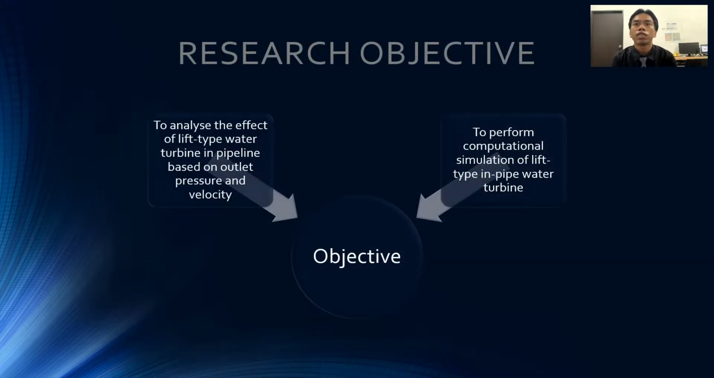For the research objective, we have two objectives. The first one, to analyze the effect of the lift-type water turbine in a pipeline based on outlet pressure and velocity. The last one, to perform computational simulation of the lift-type in-pipe water turbine.